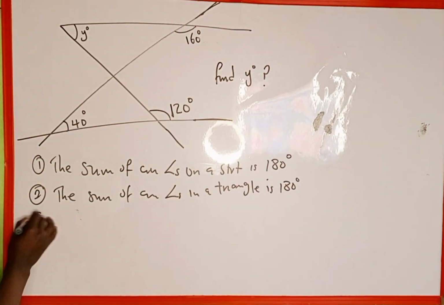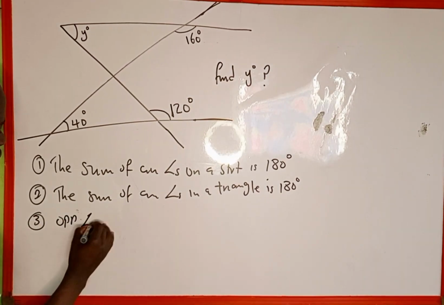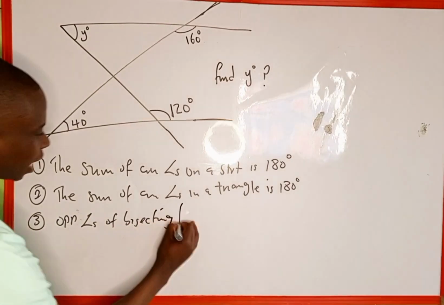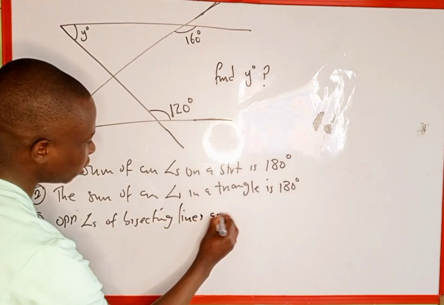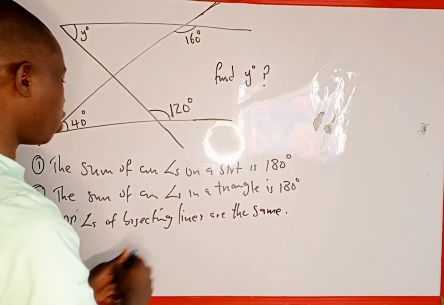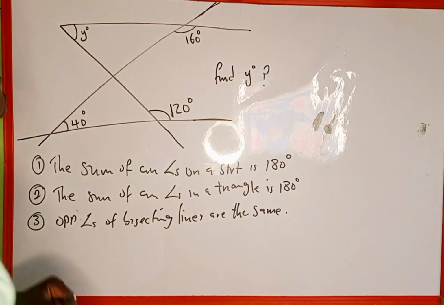And the third theorem we are going to recall is that opposite angles of bisecting lines are the same. This is the third theorem we are going to apply to look for the value of y degree from this diagram. So let's start now.